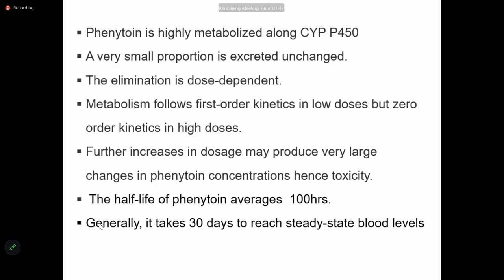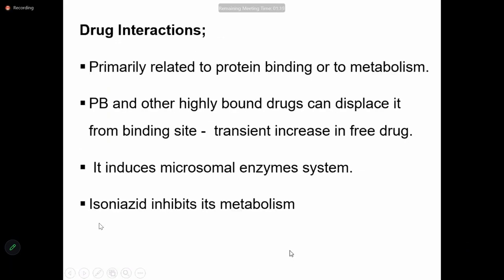And that explains why most antibiotics are used for 5 days, because the half-lives can be 1 day. But for phenytoin, with a half-life up to 100 hours, it can go up to 30 days. So in other words, patients put on phenytoin must wait for a whole month for the drug to reach steady state.